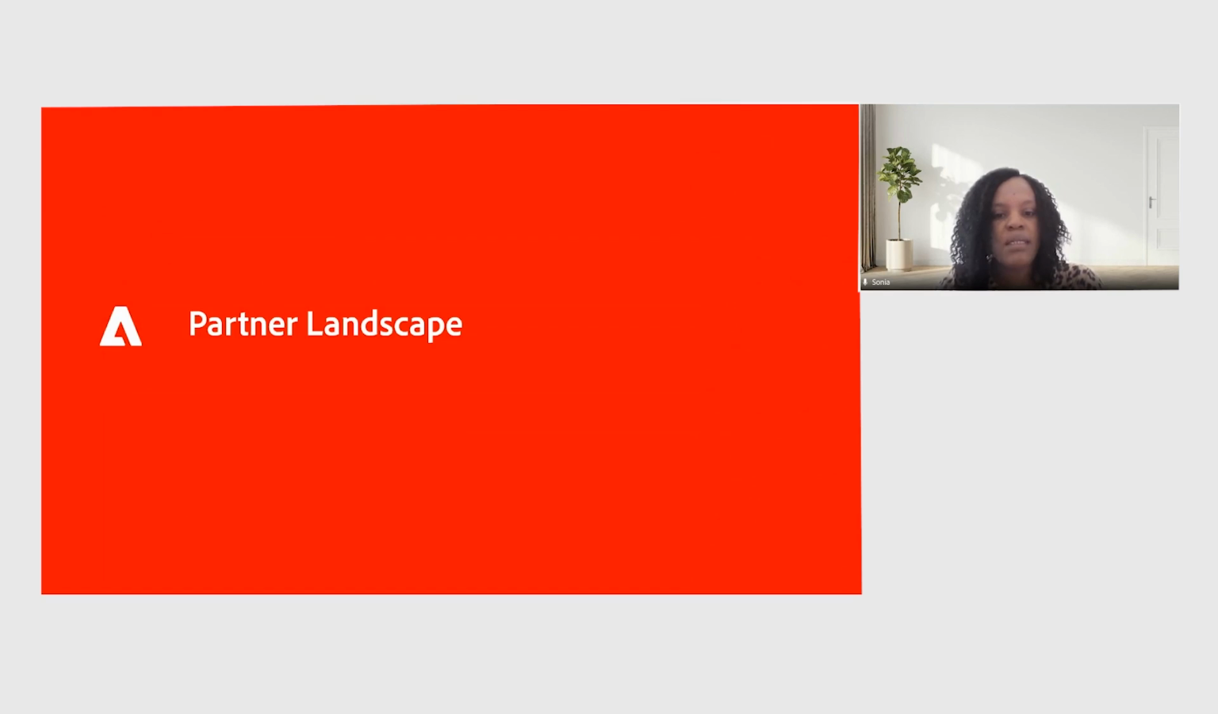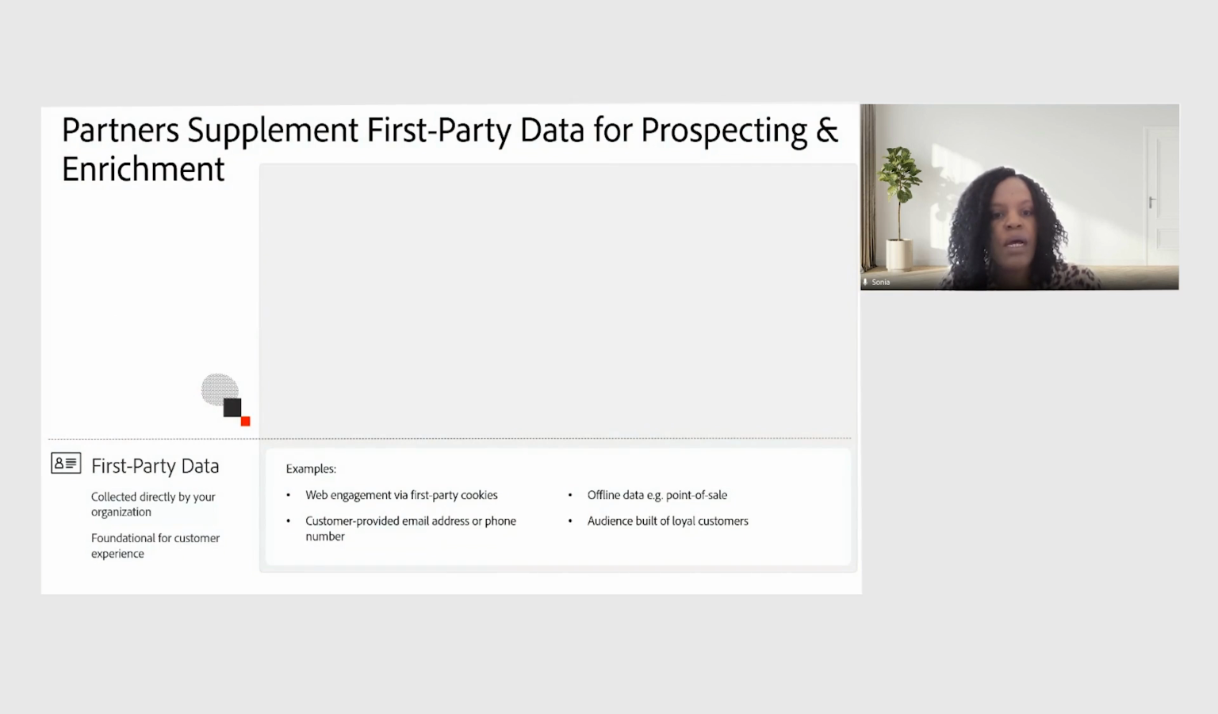Let's go ahead and start then with the partner landscape overview and the role of partner data in our first-party data strategy. As you're no doubt aware, first-party data is defined as data that's collected directly by your organization. This can be in the form of web engagements via things like first-party cookies, offline data, so point of sale data within a store, for example, or a branch of a bank, and customer provided addresses and phone numbers that a customer has given to your organization.